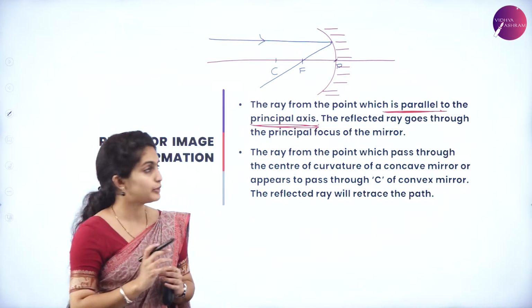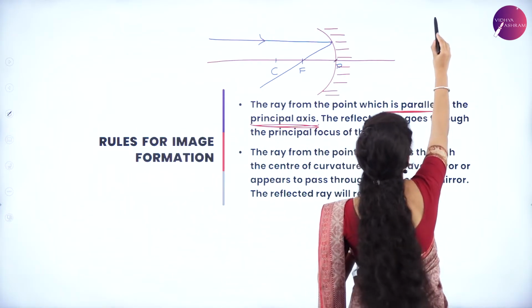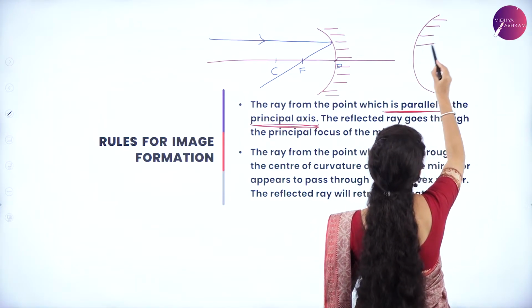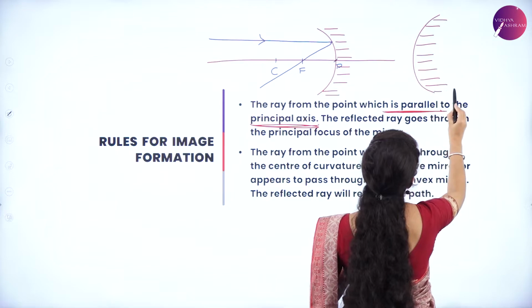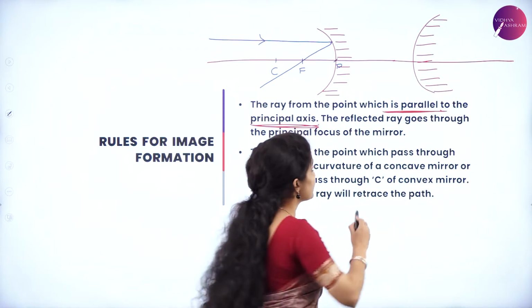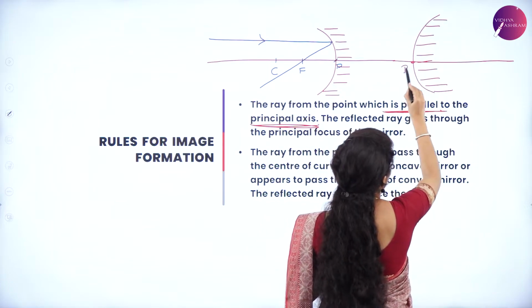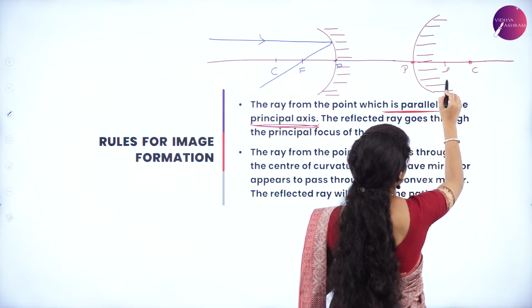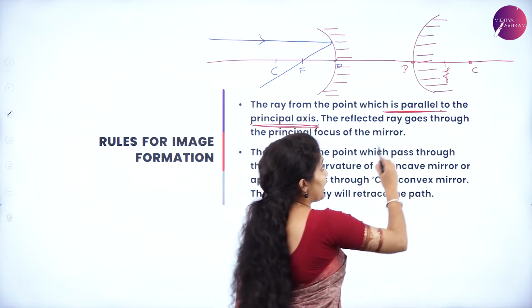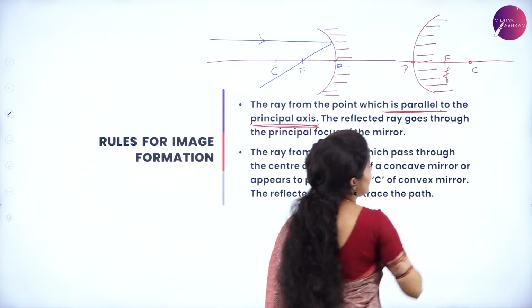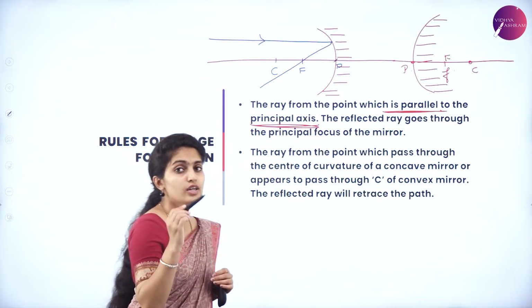Similarly, for the convex mirror, suppose this is a convex mirror and we have got the inner curve shaded or silvered, and this is called the principal axis. Here we have got the pole, here will be somewhere the center of curvature, and between the pole and the center of curvature it is called F. This should be the focal length and it is represented by capital letter F, which is known as the principal focus.